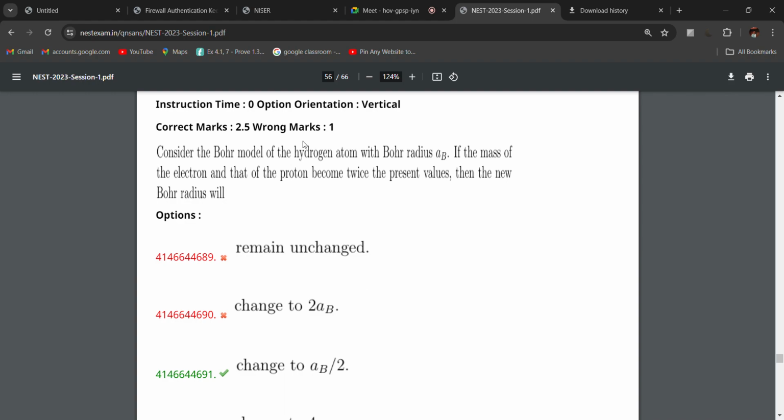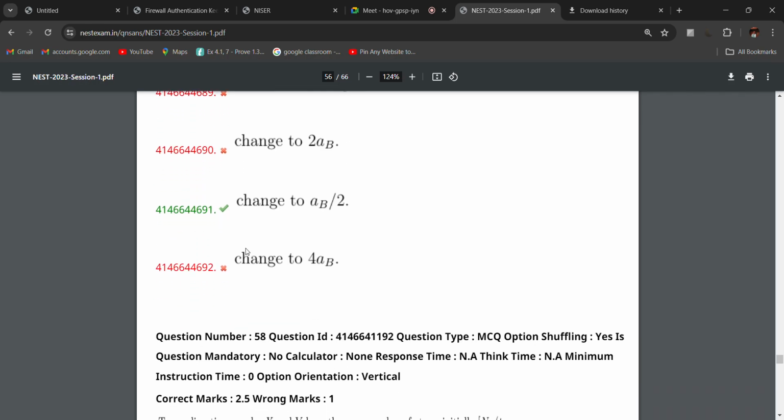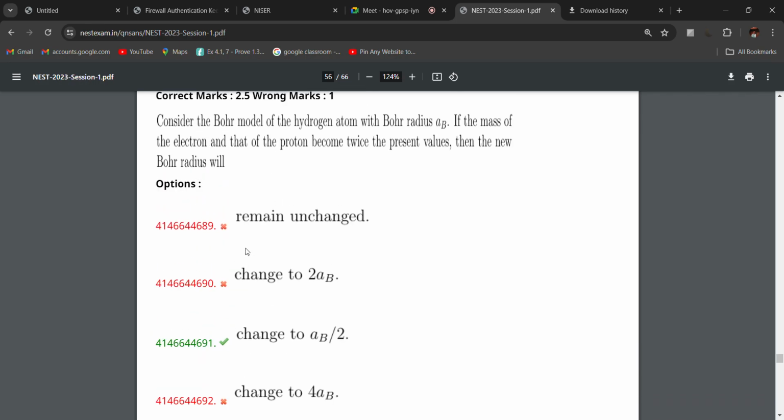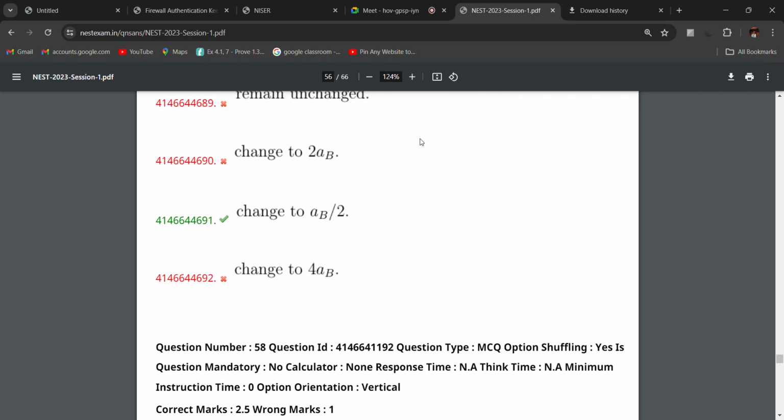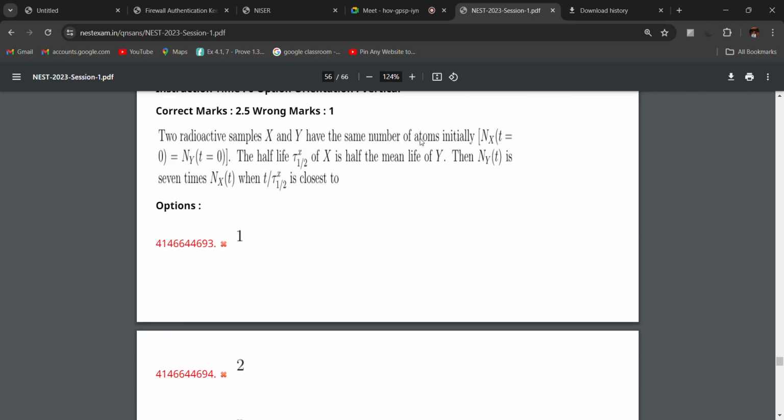Let's say, consider the Bohr model of hydrogen atom of radius ab. If the mass of the electron and that of the proton become twice, then the new Bohr radius will be? As you can see here, this is not a very hard question. If the mass becomes twice, then the new Bohr radius will be half of the initial radius. So as you can see, this is not a very difficult question.